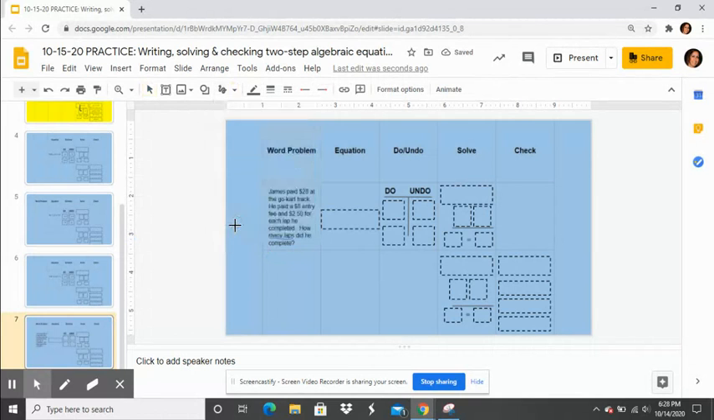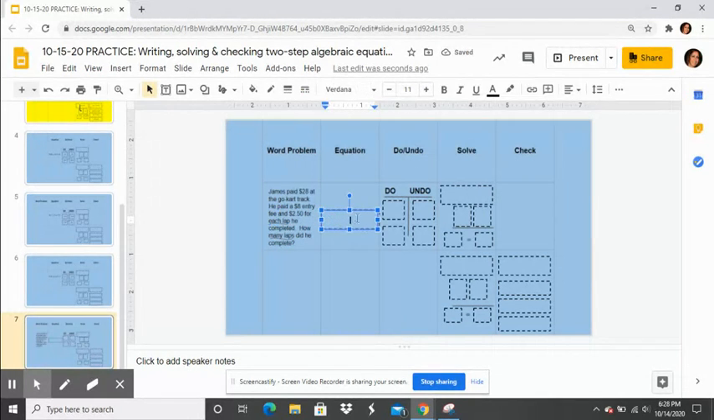So when I look back in the problem, I see that it says $2.50 for each lap. So the 2.50 is going to get the variable, plus the entry fee, because you have to pay that also, of $8. And altogether, it equals $28. So in this case, the first do and undo is the 8, because that's by itself. That's being added. So to undo it, you subtract 8.